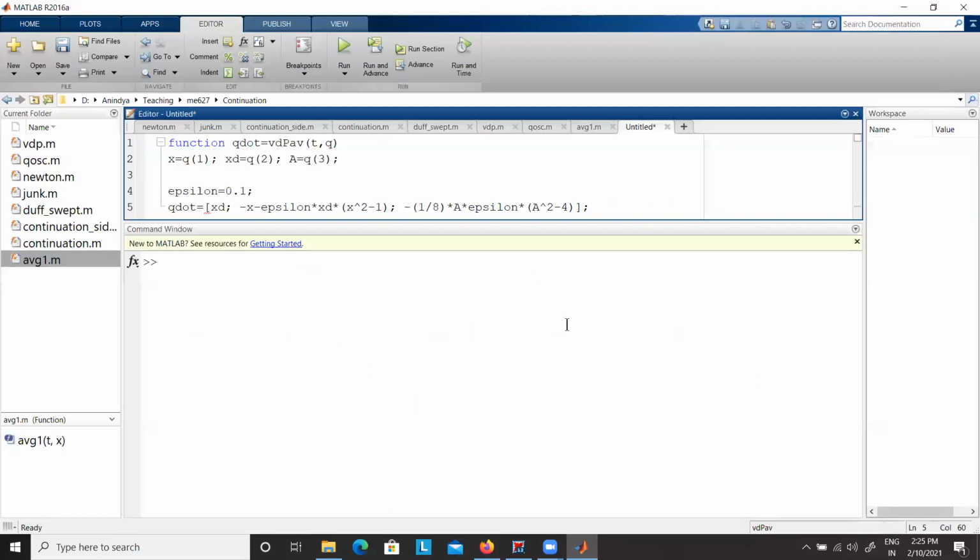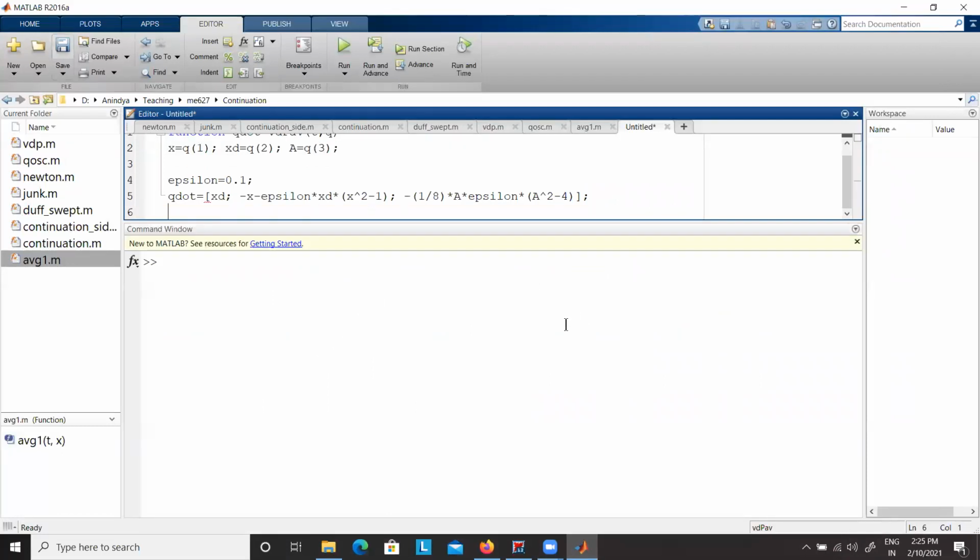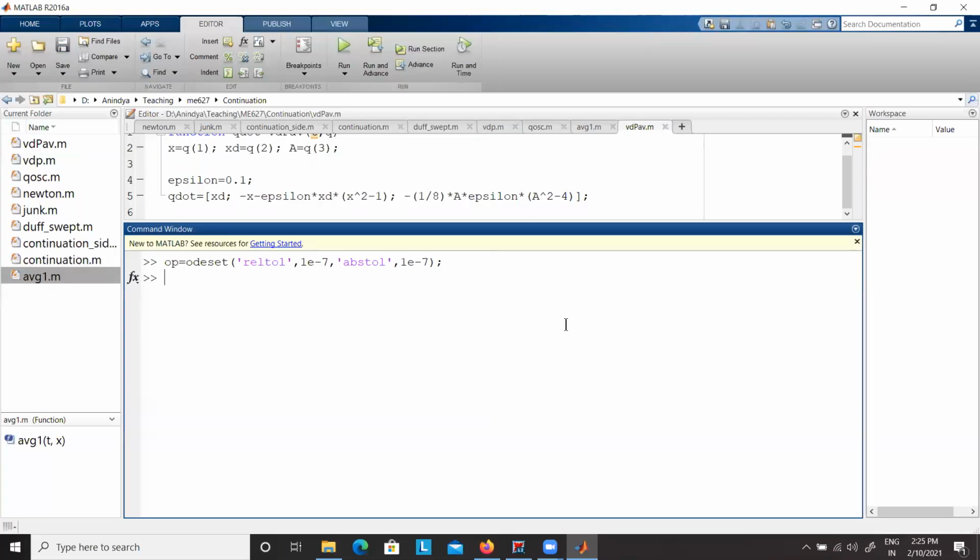Now I will come here and I will say OP equals, then I will say TQ equals ODE45, VDPAV, which is also vada pav actually, come to think of it, but in our case it is not. Okay. And the initial condition I will take for X, I will take 0.1. For X dot, I will take 0. And amplitude, I will also take 0.1.